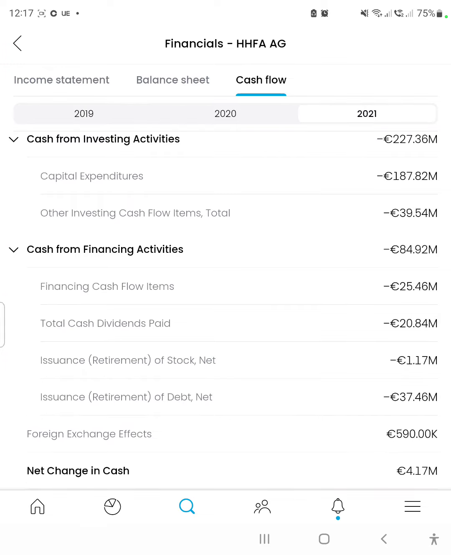So with regards to net change in cash, I feel like that's the only positive uptrend that we've seen in relation to the financial statements representing each financial period. In 2019 it was 45 million euros negative, 2020 was 39 million euros negative, and in 2021 it was positive, plus 4.17 million euros. So that's definitely a positive trend.